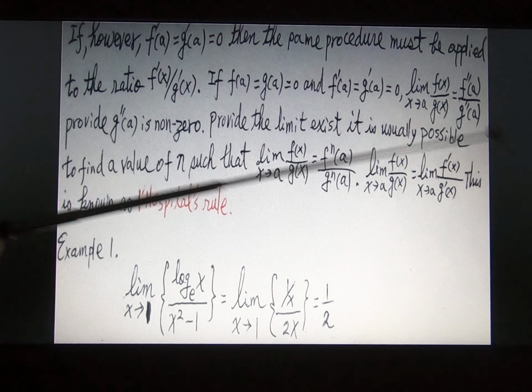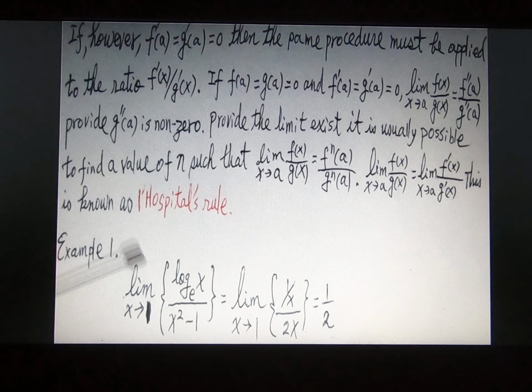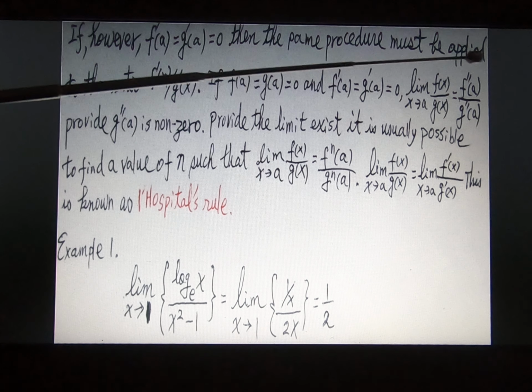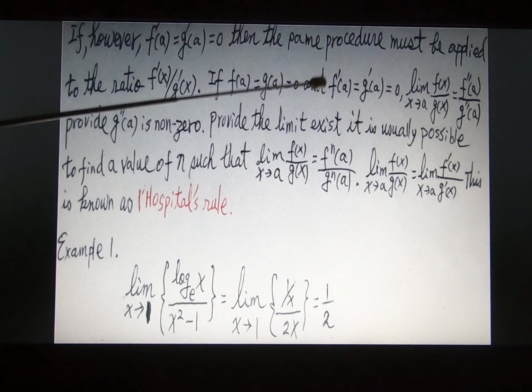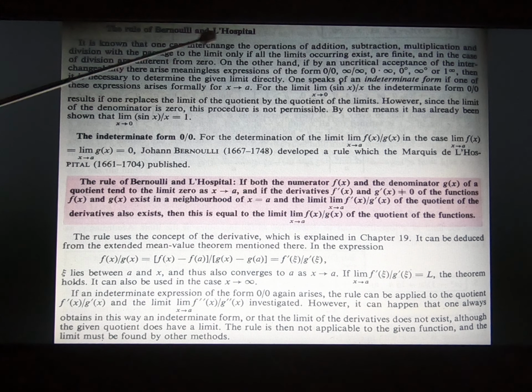You can keep differentiating. These are examples. And later on I will show you that if both functions go to 0 or both functions go to infinity, it is the same way you can evaluate the limit. So these are L'Hospital's rule. So basically you can do this.